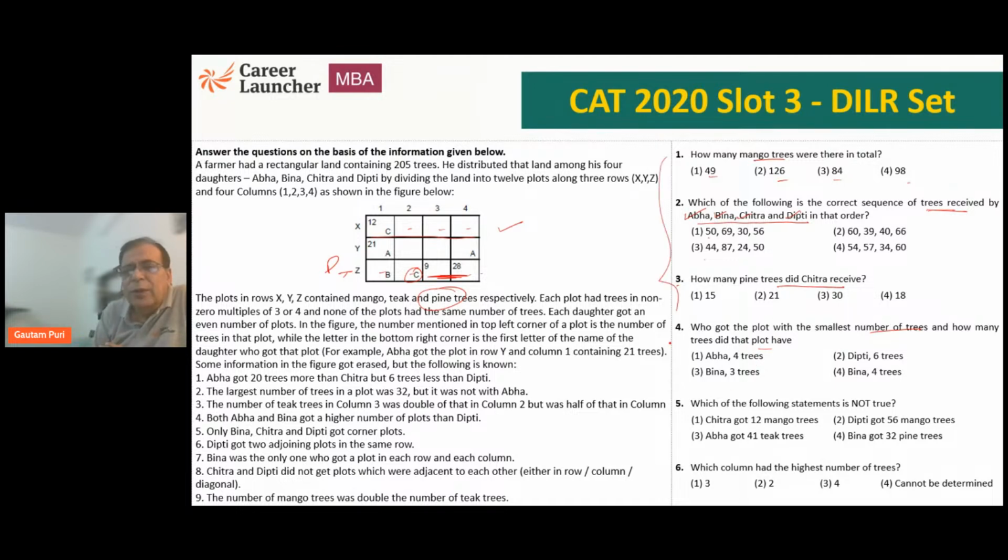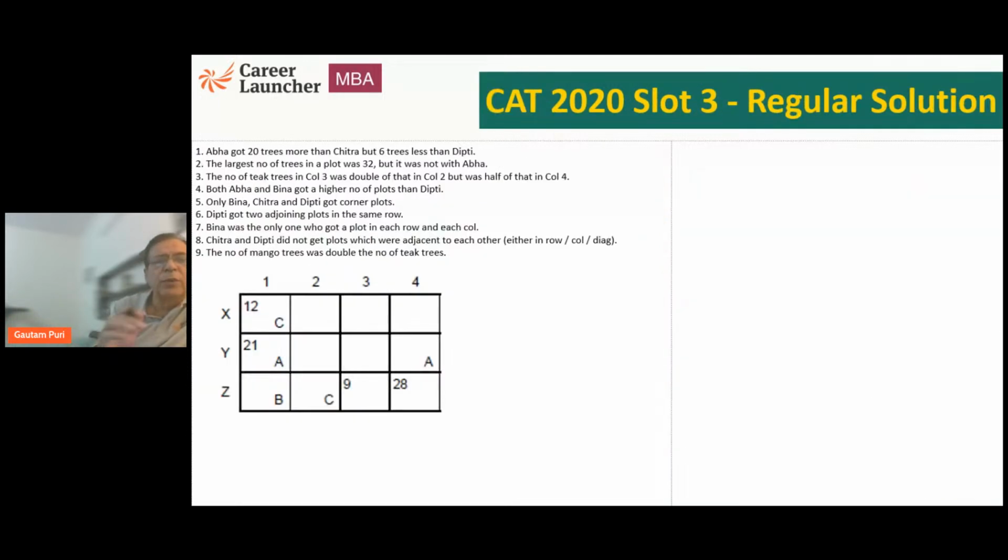Now, what are these 4 questions telling me? They are telling me there is sufficient data to fill up the table. Cannot be determined is not an option. That means all of them are solvable. Similarly for question 5. Question 6, which column had the highest number of trees? This is the only one which is telling me maybe there might be something which I may not be able to find. But by and large, questions 1 to 5 are telling you that this will be solvable. Great. Now let's see how we solve it.